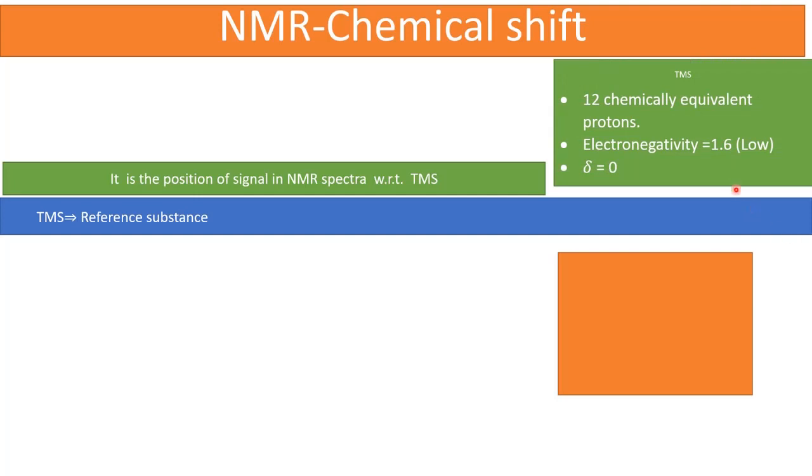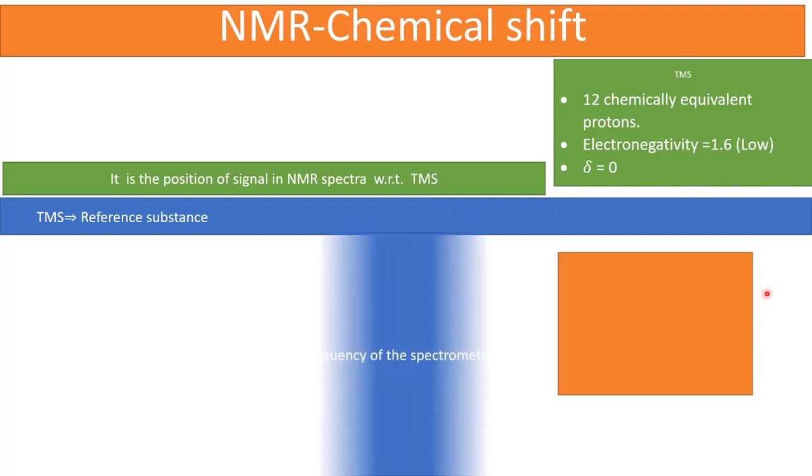Tetramethylsilane consists of 12 protons, all four CH3 groups, so a total of 12 protons, and the electronegativity of silicon is very low, 1.6. So the delta, which is the scale of chemical shift, is 0. With respect to 0, how the signal is shifted, downfield or upfield, is calculated.